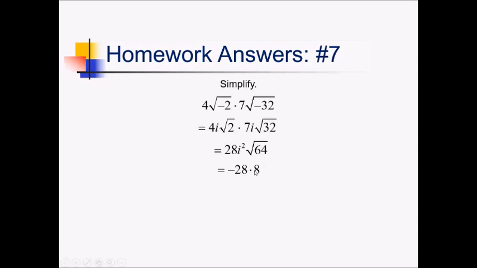Well, that's going to be, let me see, if I had 8 times 20, that would be 160. 8 times 8 is 64. 160 plus 64 is 224. So this is negative 224 if you did do it without a calculator.